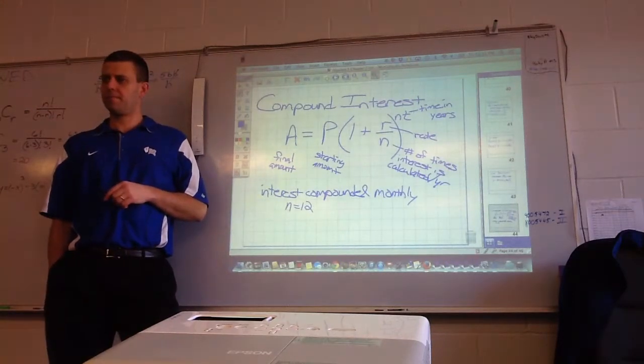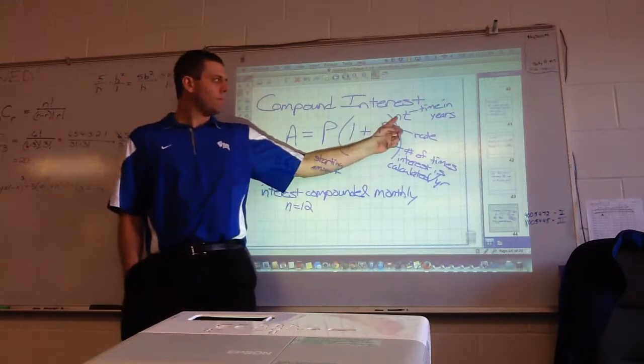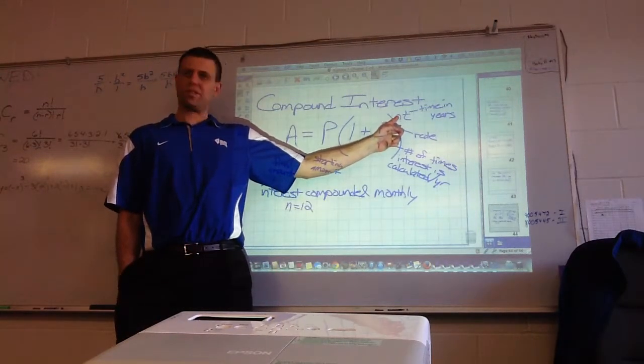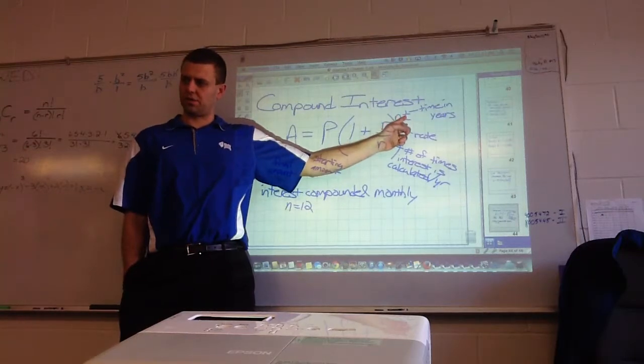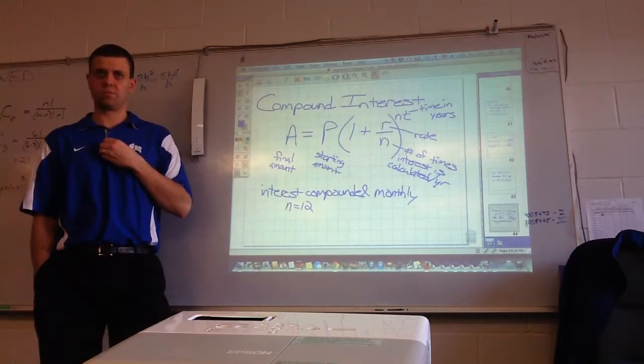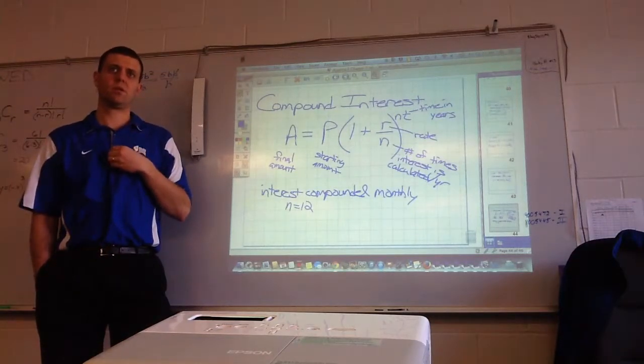So why is it NT? It's the number of times. Because if it gets compounded 4 times in a year for 3 years, that means the interest will be added on 12 total times. Does that make sense?